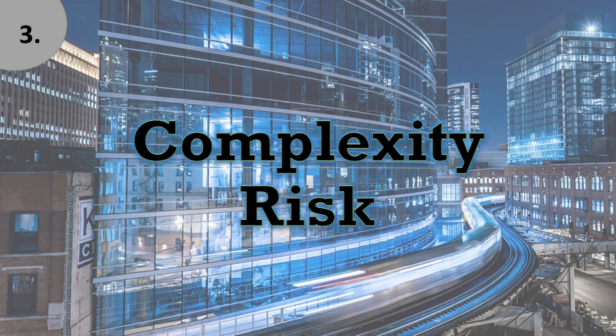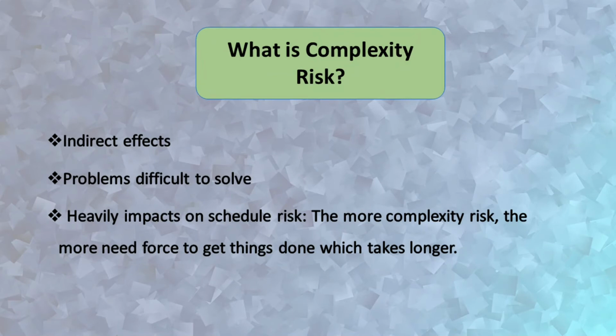Complexity risk. What is complexity risk? Complexity risk is the study of complex systems, which is about understanding indirect effects. Problems that are difficult to solve are often hard to understand because the causes and effects are not obviously related. Pushing on a complex system here often has an effect over there because the parts are interdependent. Complexity risk heavily impacts schedule risk: the more complexity risk, the more force is needed to get things done, which may take longer.